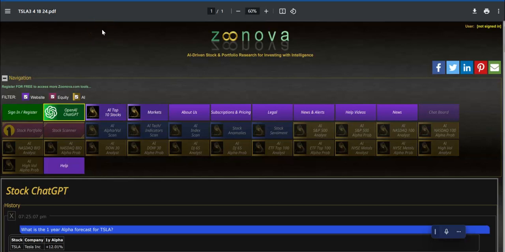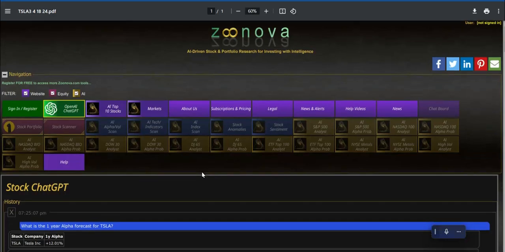This is a help video to show you how easy it is to use the ChatGPT-4 Turbo interface when doing some research on a stock. So initially, whether you're in the app, which is free to download from Google or Apple, or whether you're on the website, you would start with a prompt.